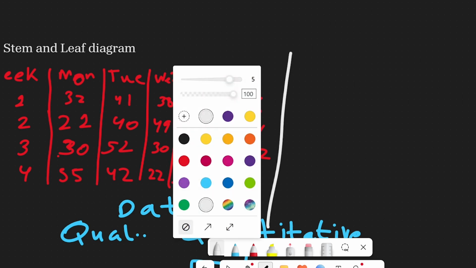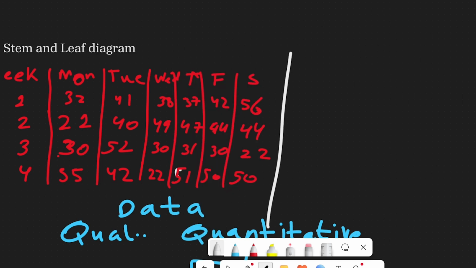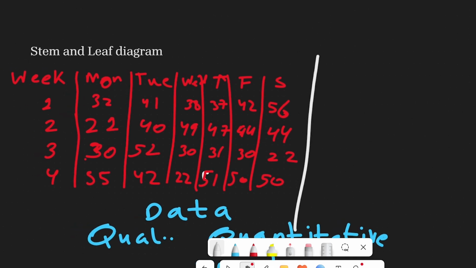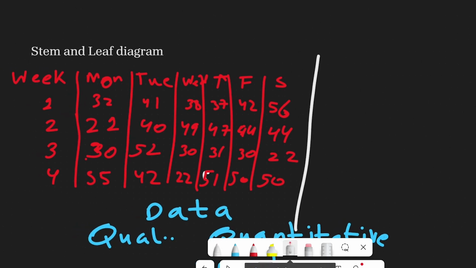So the solution is something like, let me just tell you. What we do is we see the common thing over here. We can see that there are 32, 41, 38, 37, 42, 56. All these have in common 3, 4, and 5. Like in the tens place we have a 2, a 3, a 4, or a 5, right? So our cars are ranging from 20 to 59, because 59 also has a 5.